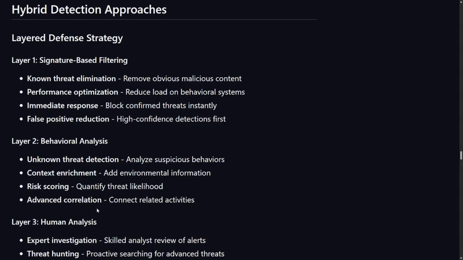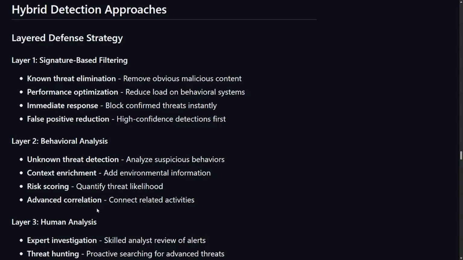But for immediate response, what happens is, if you're downloading a file that's malicious, it'll automatically be like, nope, you're not downloading that. And then cancel out that download because it thinks it's malicious, right? False positive reduction. High confidence detections first.